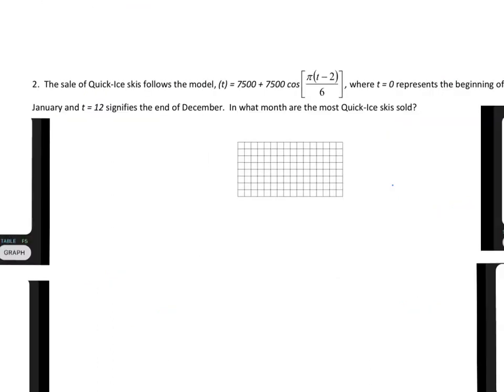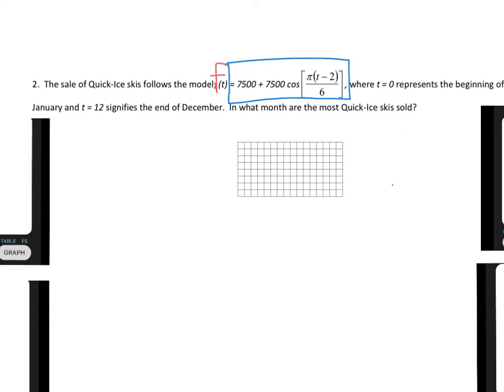So this is another example of selling quick ice, which follows this model right here. Where T equals 0 represents the beginning of January and T equals 12, the end of December. Actually, there's probably a typo here. We should probably put an F here because there's no function name. It's just T. So it should be F of T, but that's besides the point.